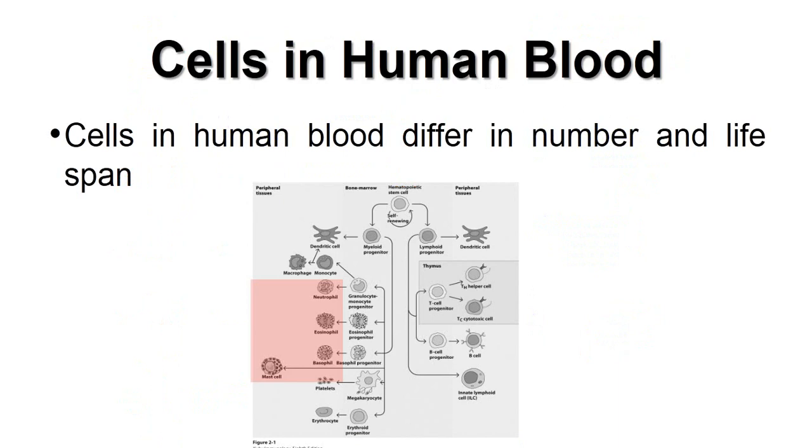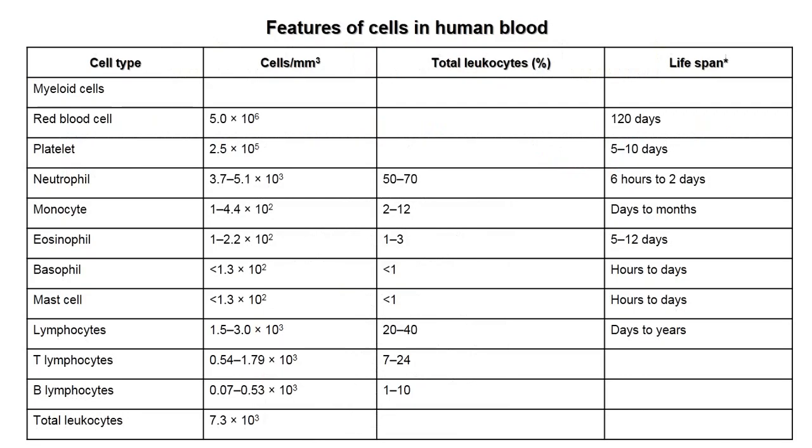Now it's time to look at the cells in the human blood. Whenever we talk about the cells in human blood, they differ in number as well as the lifespan. So let's get an overview for the same. Now, what are the features of cells in human blood? Of course, we won't look at the entire table. I would like to highlight some of the facts.